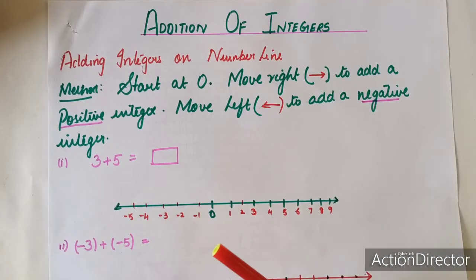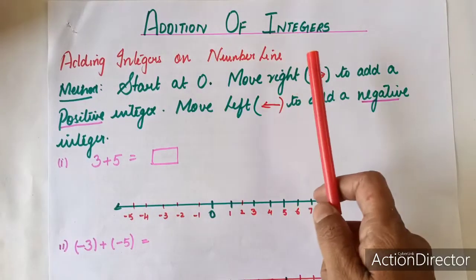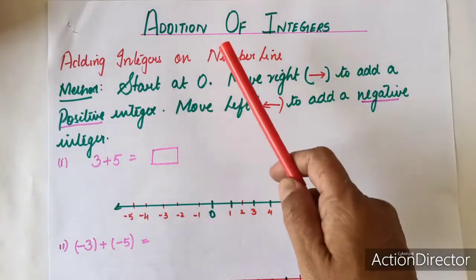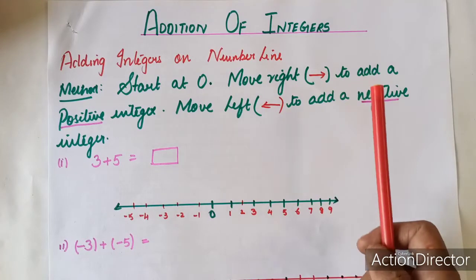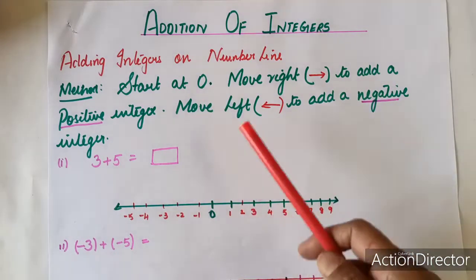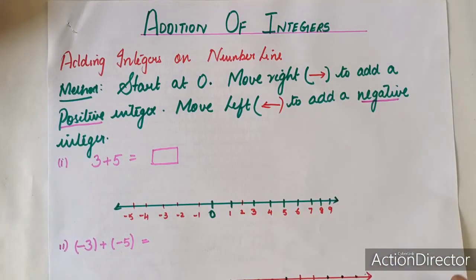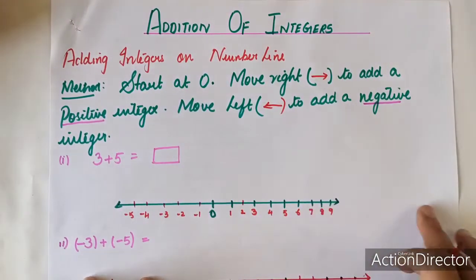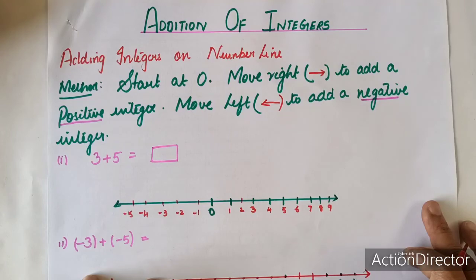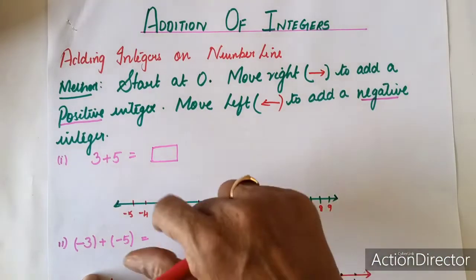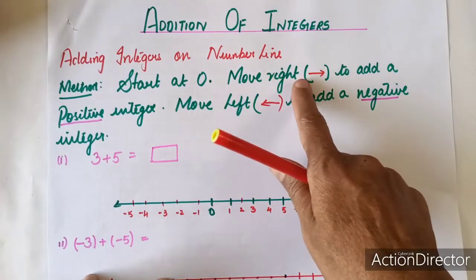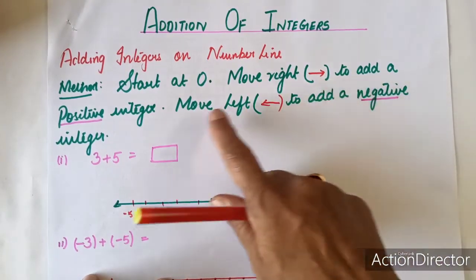Now, let us see how to add two integers, or two or more integers, addition of integers on a number line. There are two ways to add the integers. First, using number line, that is graphically, and second one without graphically. First, let us see the method to add two integers on a number line. So always we have to start at 0.